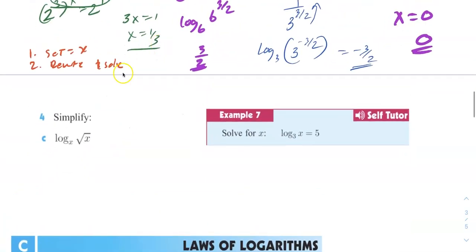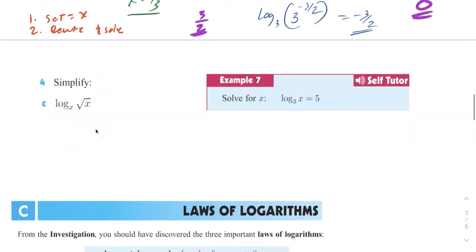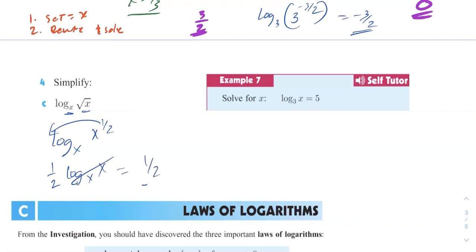Lastly, simplify each. Log base x of the square root of x. So remember, all we have to do here is try to get these bases to match. I rewrite this as log base x of x to the 1/2. Once they match, you technically bring this to the front, and you get 1/2 log base x of x, which cancel out, you just get 1/2.